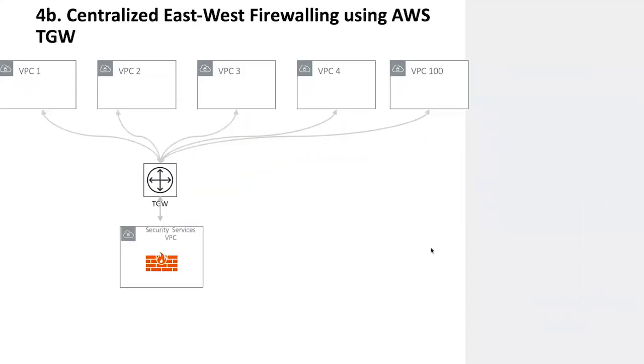The 4B is trying to do the same using AWS Transit Gateway. This has many advantages. Use case: same use case. Advantage: it's an AWS native service, which is Transit Gateway.